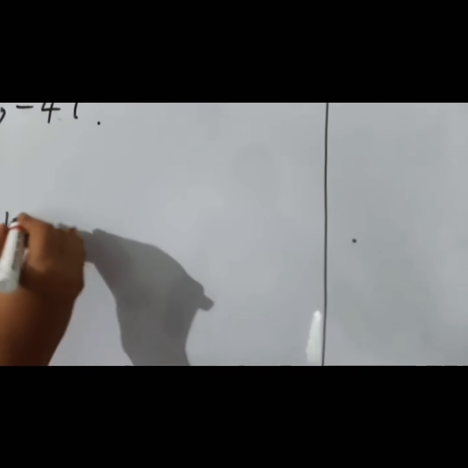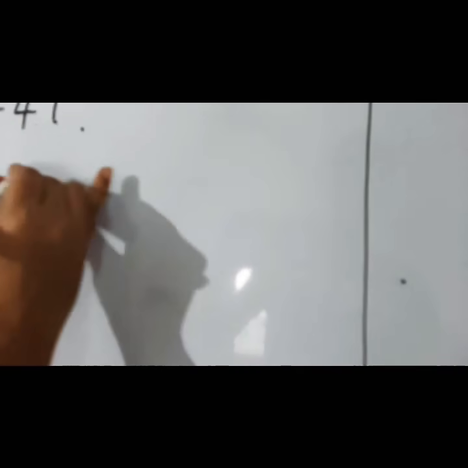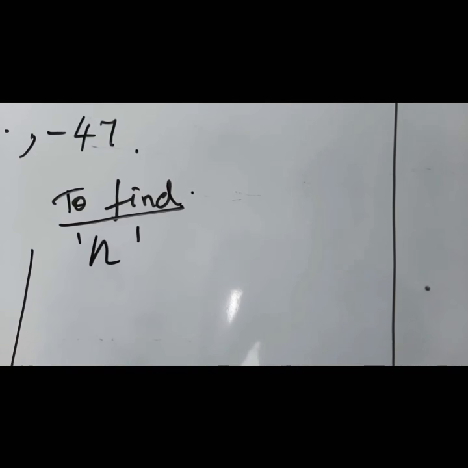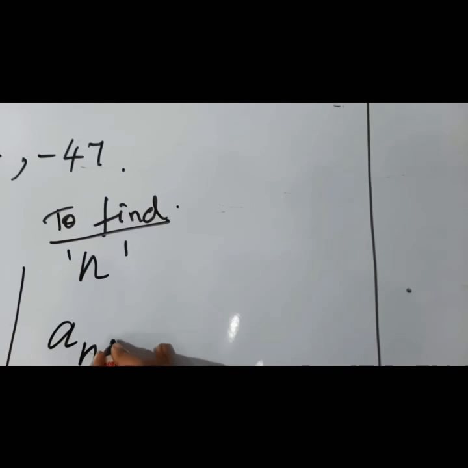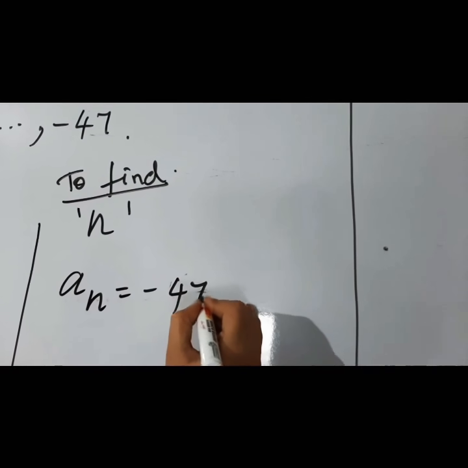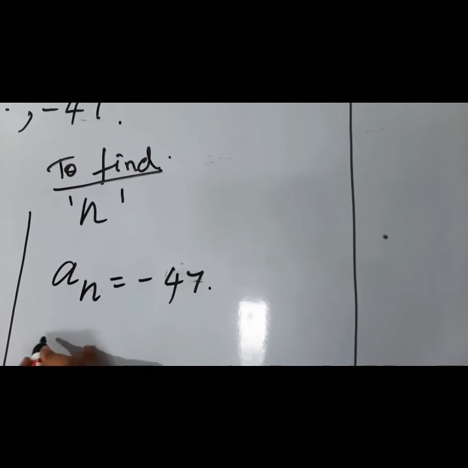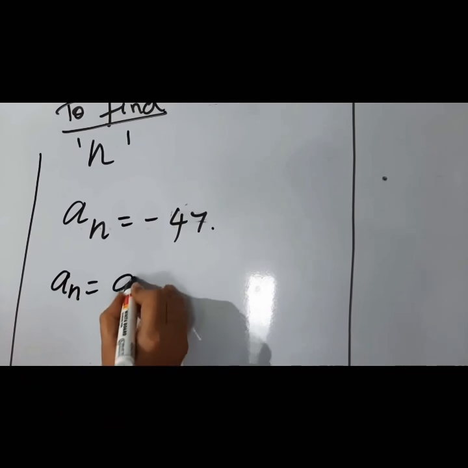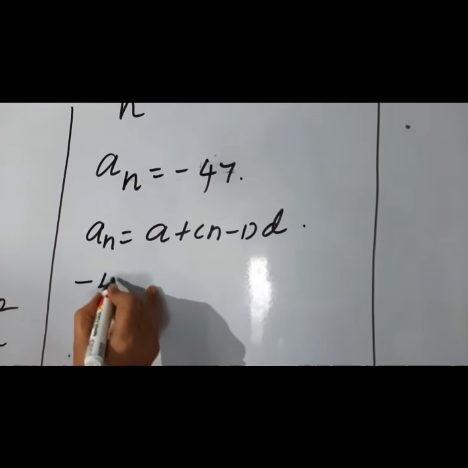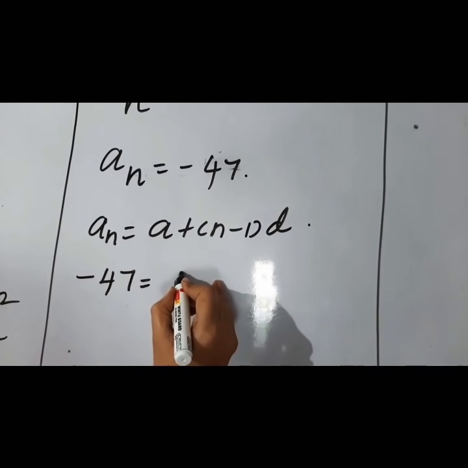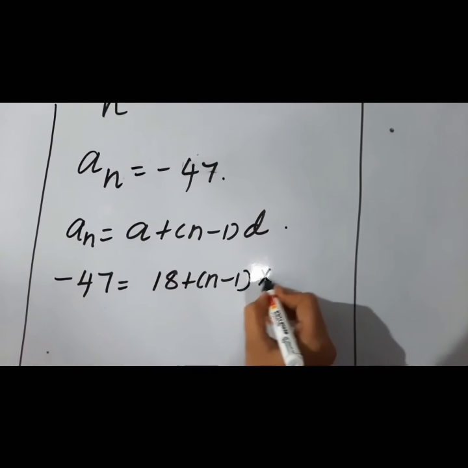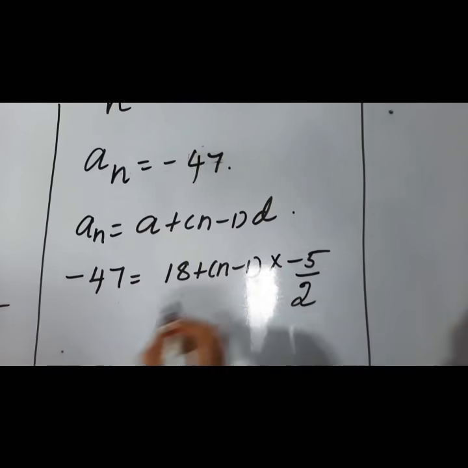What did they ask us to find out? We need to find n. So we are considering the aN term as minus 47, which is your last term. aN is minus 47. What is the formula for aN? aN is equal to a plus (n minus 1) into d. Substitute all the values. Minus 47. a is 18. n only we need to find out. And d is minus 5 by 2.